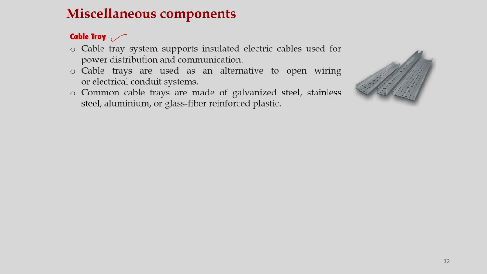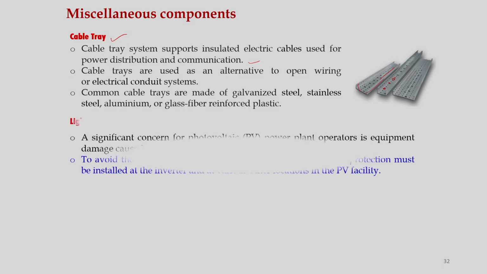This cable tray system supports insulated electric cable used for power distribution and communication, right. So, as you can see, this kind of bracket is used. Okay. And then these are holes, where in order to tighten the system, nuts and bolts are provided, and that will tighten the entire PV system.